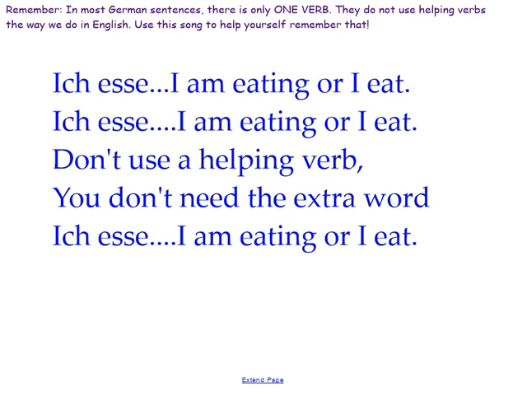Ich esse, I am eating, or I eat. Don't use a helping verb. You don't need the extra word. Ich esse, I am eating, or I eat.